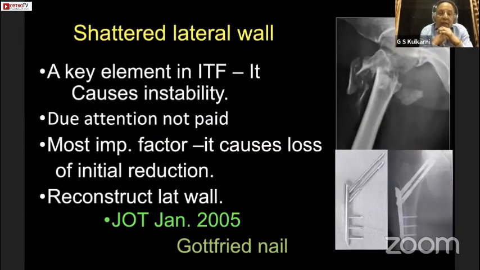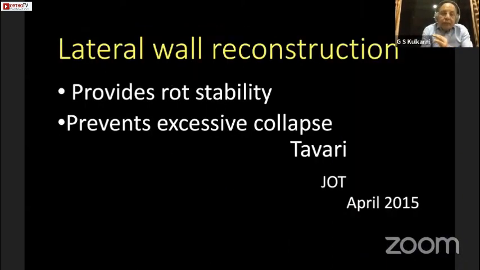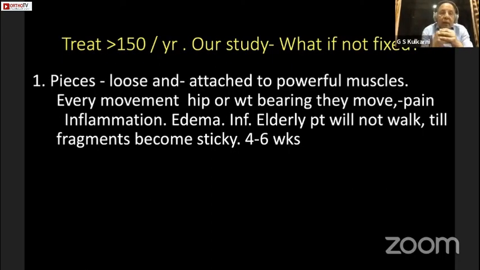Now, in 2005, Gottfried introduced the shattered lateral wall, a key element in intertrochanteric fracture. It causes instability. Due attention is not paid, even today. The most important factor is that it causes loss of initial reduction, so reconstruct the lateral wall. Lateral wall reconstruction provides rotational stability and prevents excessive collapse.